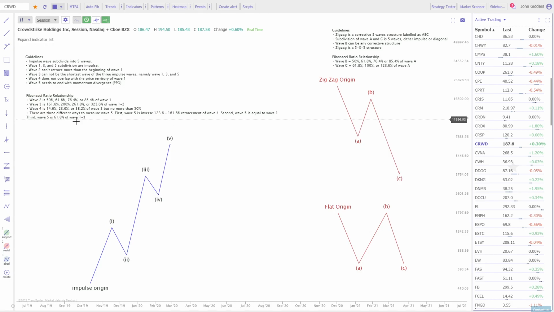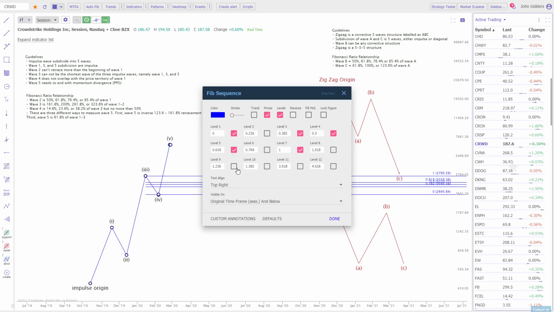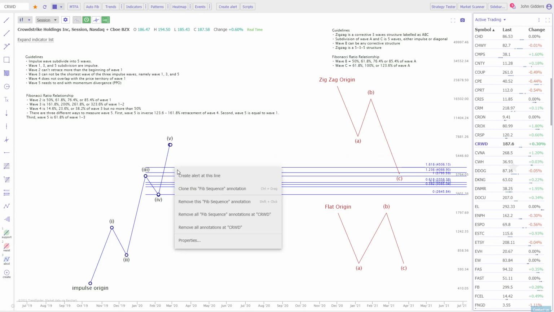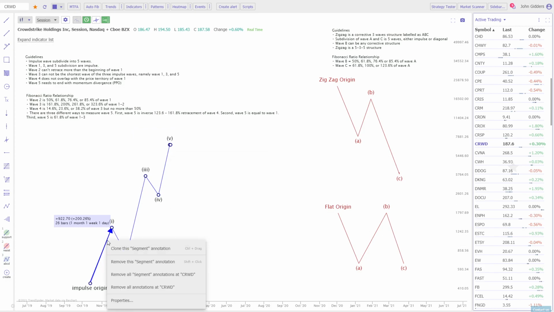Wave 5 will have 3 different ways of measuring it. First, wave 5 is the inverse retracement of wave 4, so something like this, where you put up 1, 2, 3, 6 and 1, 6, 8. So look for a short wave 5. You also have the symmetrical wave 5 and wave 1 equaling the same, something like that. So those are generally the two that I see the most of.